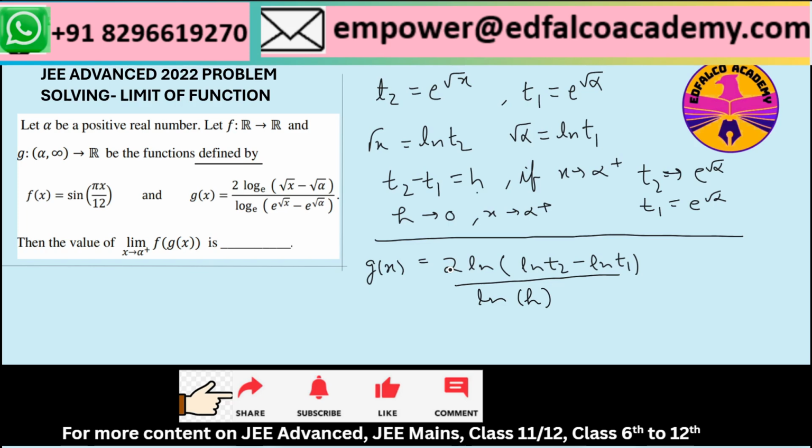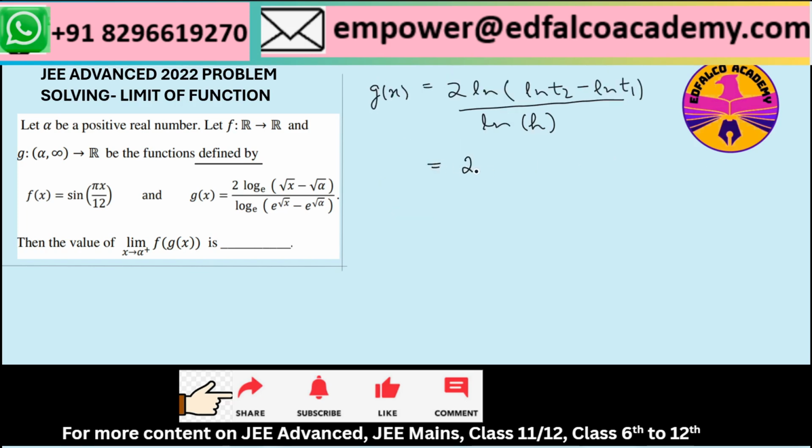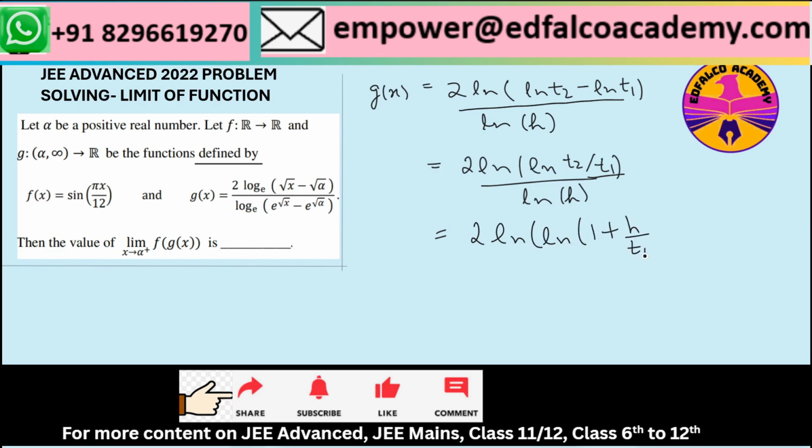आइए इसको फर्दर सिंप्लीफाई करते हैं. तो फर्दर इस एक्सप्रेशन को हम लोग लिख सकते हैं 2 ln of t2 upon t1 divided by ln of h. Now t2 can be written as t1 plus h, right? Therefore t2 by t1 will become equal to t1 plus h divided by t1, which means it will be 1 plus h upon t1. So that is what I will write next: 2 ln of (1 plus h upon t1) whole divided by ln of h.